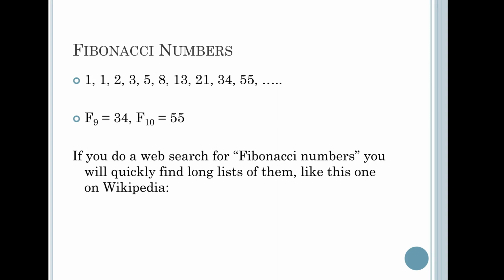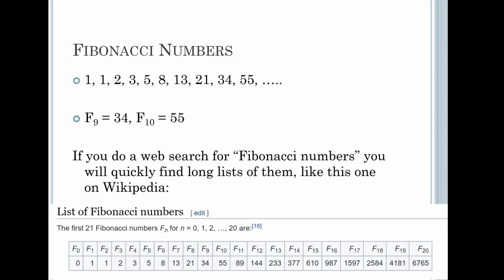In general, if you do a web search for Fibonacci numbers, you're going to get a huge long list of them. So if you need a huge long list as you're working on the project or on the homework, you can easily find them, like this one on Wikipedia. It goes all the way up to F20 here. And look at how it starts. It starts with 0 instead of with 1. That's because if you do 0 plus 1, you get 1, right? And then 1 and 1 is 2, 1 and 2 is 3, 2 and 3 is 5, and so on.